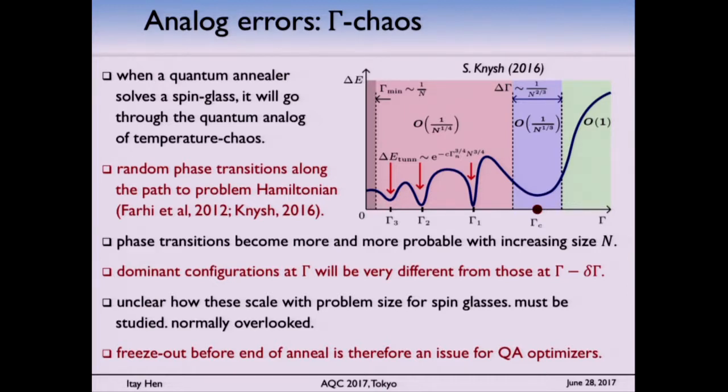And this is the quantum analog of temperature chaos, but it happens in the quantum parameter. And this is also something that is mostly overlooked. It also tells you something about the freeze-out: if there is a freeze-out before these gamma chaos or gamma first order phase transitions, then the configurations that you get once you have freeze-out are very different from the ones at the end of the anneal, which is really a problem.